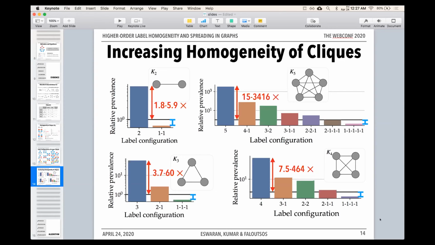So, I'm wondering what is the difference between label propagation and label spreading?